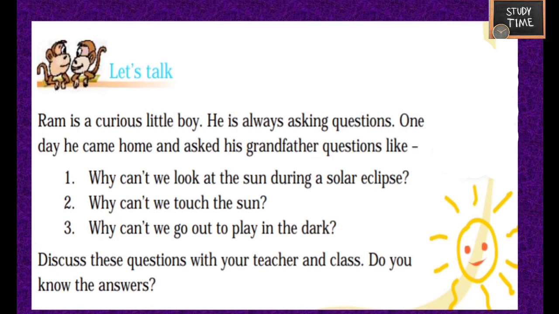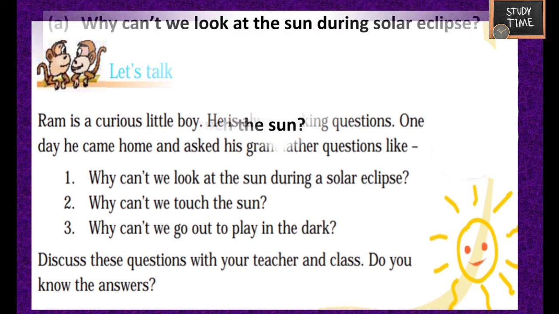Next, let's talk. Ram is a curious little boy. He is always asking questions. One day he came home and asked his grandfather questions like, why can't we look at the sun during a solar eclipse? Why can't we touch the sun? Why can't we go out to play in the dark? So we have been asked to discuss these questions with your teacher or with your friends.